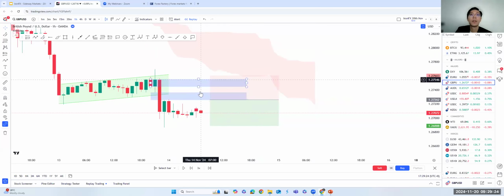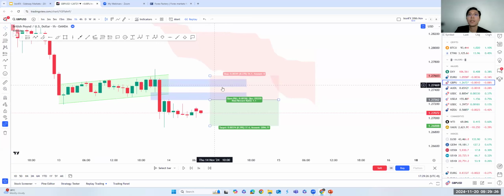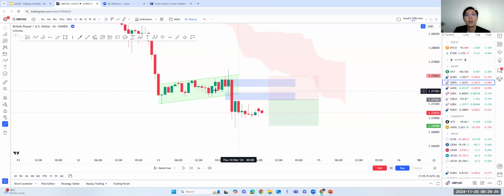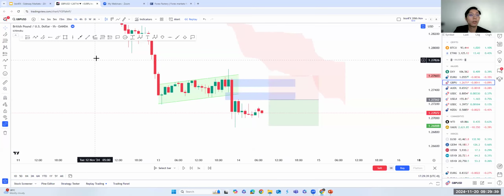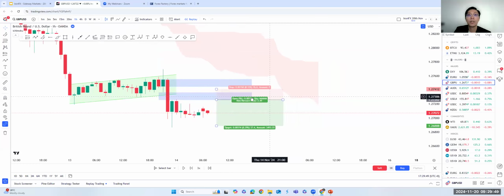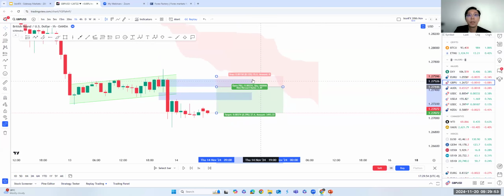Because if price were to just break above these two areas, most likely it will just go in the opposite direction already. So there's no point risking so many pips. Another method is to cut your position into two. Basically you have one position here, which is like 0.5%, and another position here.